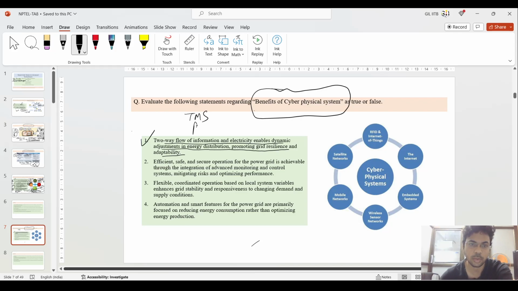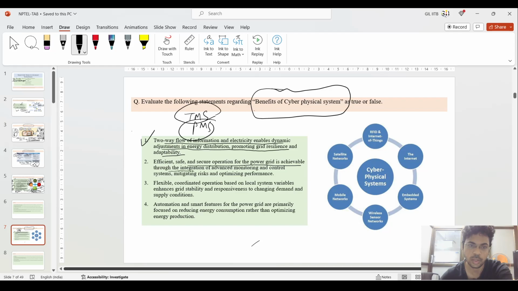Last time I have also told that if you have this TMS setting and the PMS setting there, so that you need this dynamic adjustment to the system. For that you need a certain central control mechanism in which you have bidirectional flow of the information that can take place.